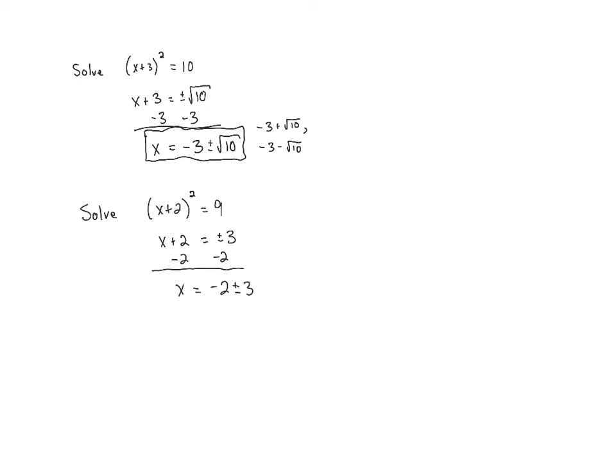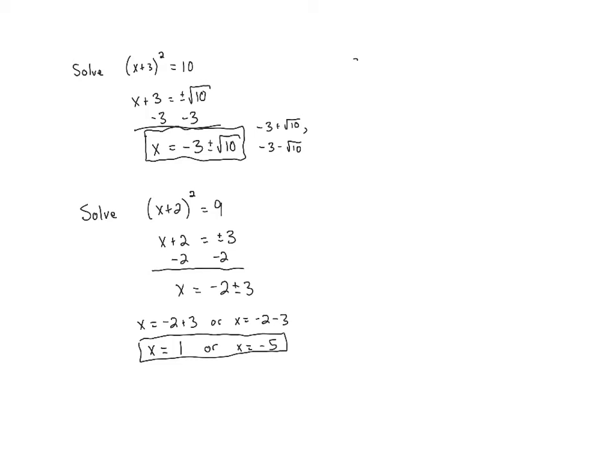Because one of the answers is negative 2 plus 3, and the other is negative 2 minus 3, we need to evaluate each of those individually. So we end up with x = -2 + 3, or x = -2 - 3, and then we can do each of those simple arithmetic problems. Negative 2 plus 3 is 1, and negative 2 minus 3 is negative 5, so we end up with x = 1, or x = -5.